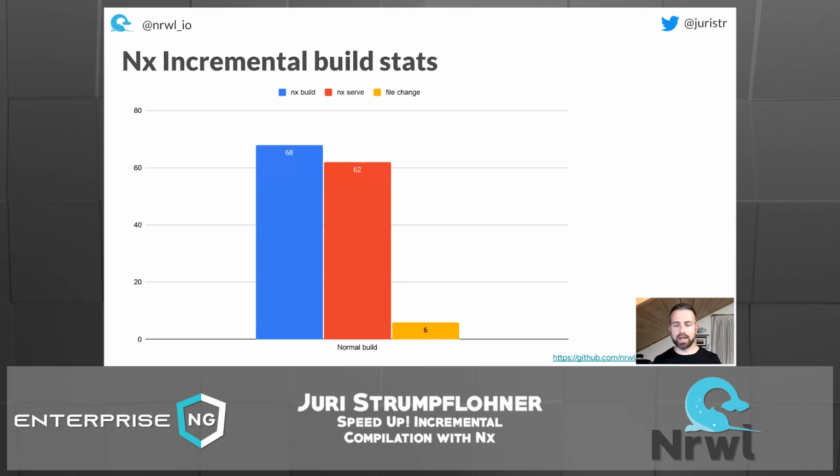And if you look at some statistics here, this is just a normal build. This is what you would have nowadays with an Angular CLI build or an Nx build, where it just executes nx build. The blue one tells you the time needed in a large repository to just build an application, and here we are around 68 seconds. A serve is similar, a bit more optimized because it probably doesn't do that much, so it's like 62 seconds. And the file change is pretty acceptable in this example repository which we created. So it's around 6 seconds.